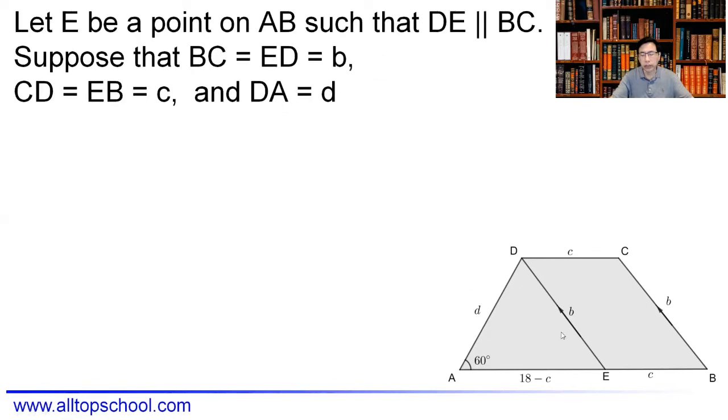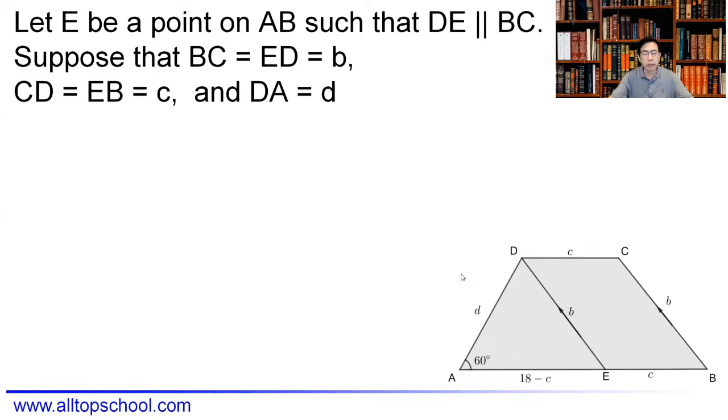We take a line DE parallel to one of the legs, BC. It intersects the bottom base AB at a point E. So certainly this will be a parallelogram, and these two sides, BC and DE, will be equal.